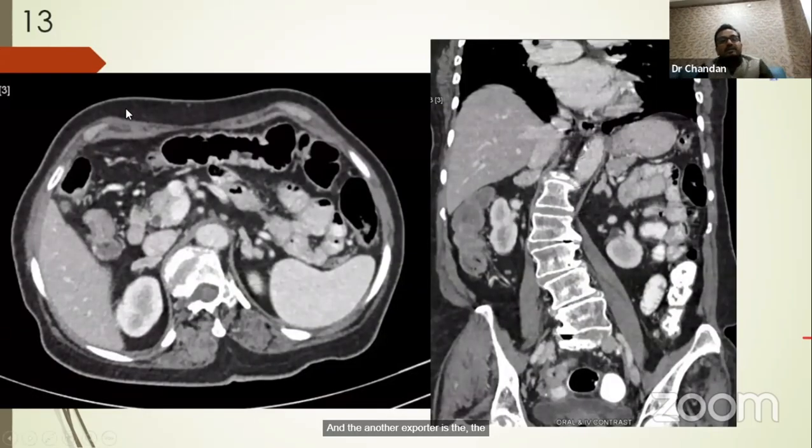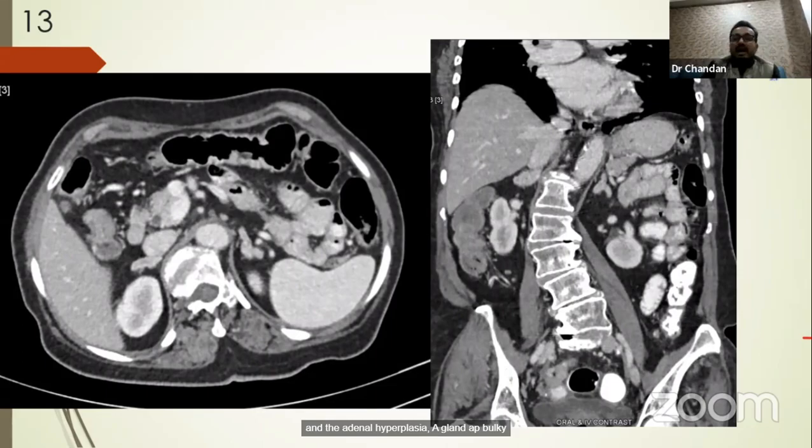And the next case: the adrenal gland appears bulky while maintaining its inverted Y shape, and both adrenal glands are involved. In the coronal section we can see the adrenal gland, and the left adrenal gland also maintains its normal pyramidal shape, with only thickening of it. So this was the case of adrenal hyperplasia.